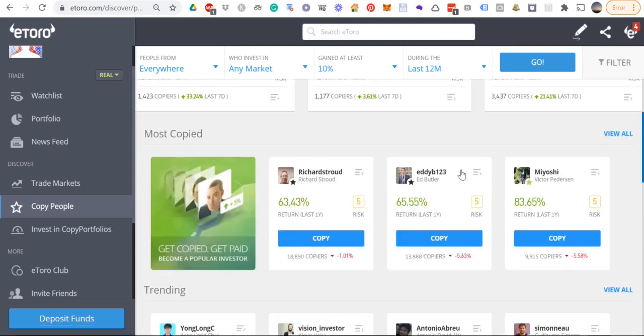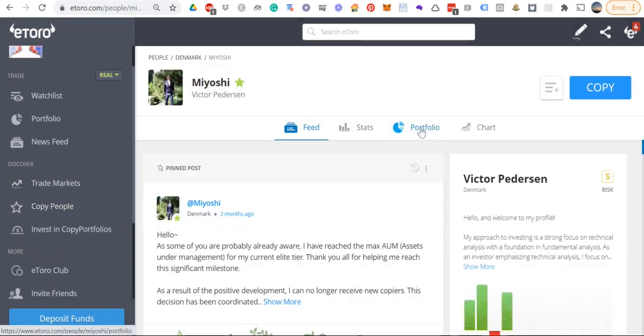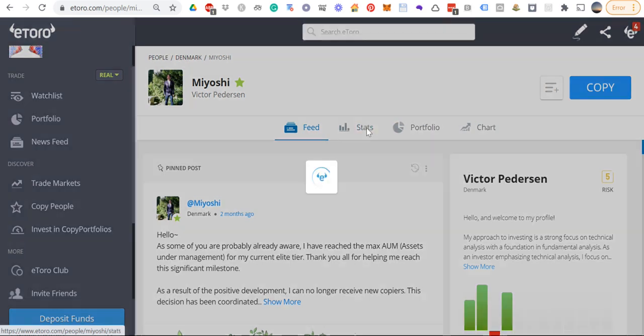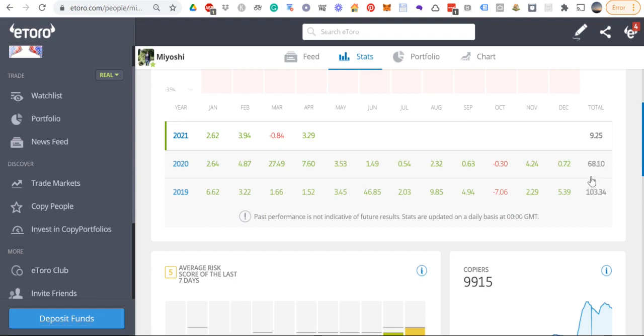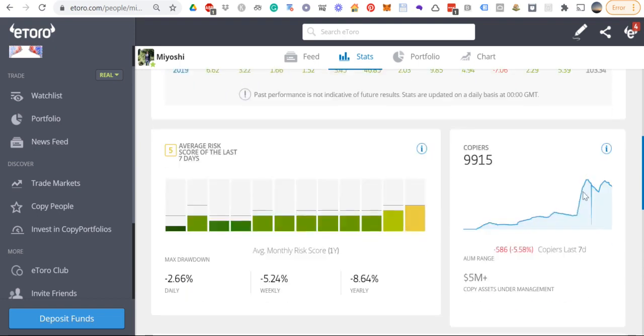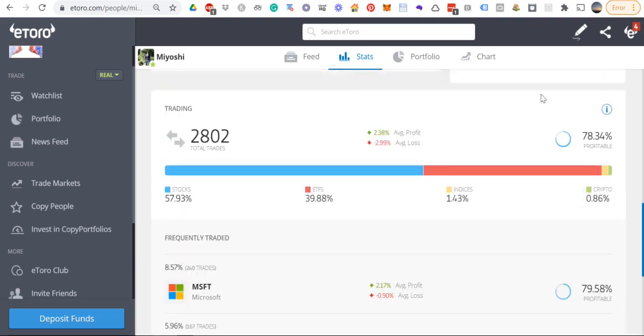So just quickly then, Richard Stroud and Mayoshi. You'd think this guy would be better to invest in. He's got 83% over 63%. But I'm just going to go over quickly why I would consider Richard Stroud over Mr. Miyoshi. So again, you can go over the same process, look at the stats, look at how they've done. So did well in 2020, 68%, 103%. So these are good figures.